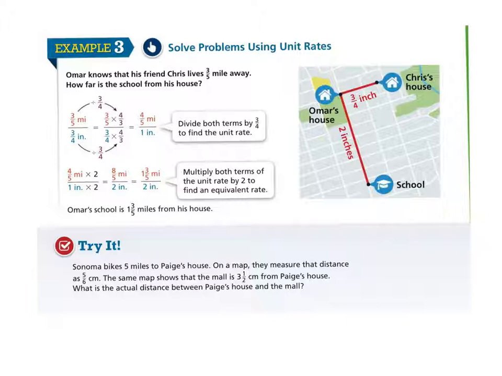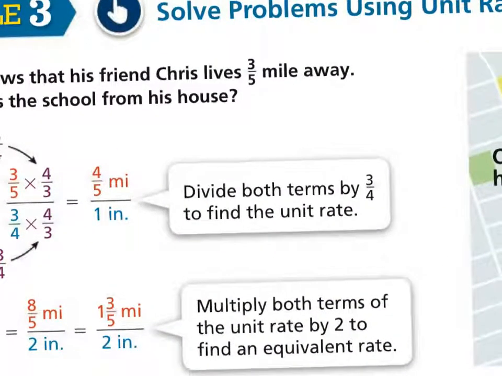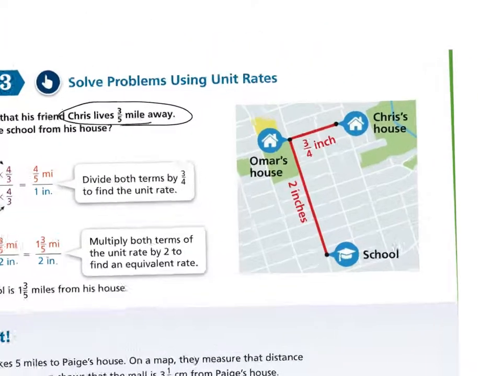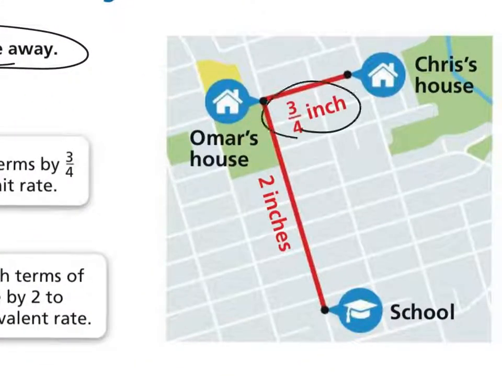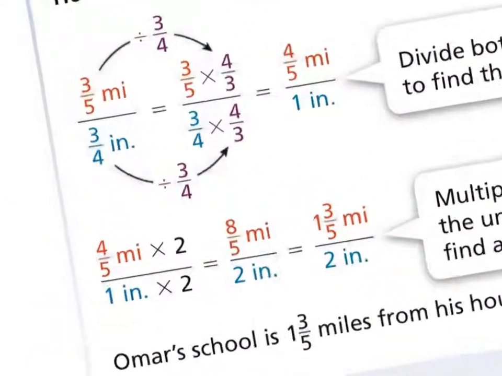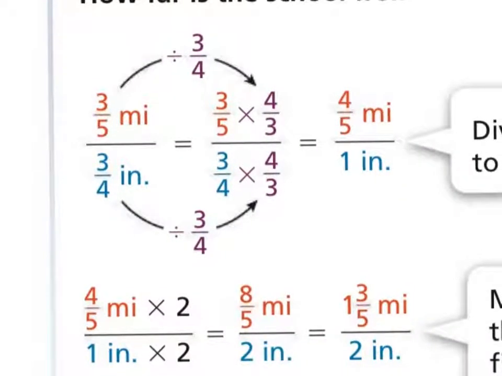Example 3, Omar knows his friend Chris lives 3/5 of a mile away. How far is the school from his house? Okay, so kind of a compound problem here. So if Chris lives 3/5 of a mile away, on the map, it's represented by 3/4 of an inch. So 3/5 of a mile is represented by 3/4 of an inch. It's not a very good scale for us to work with. It'd be nice to know how much 1 inch on the map is.